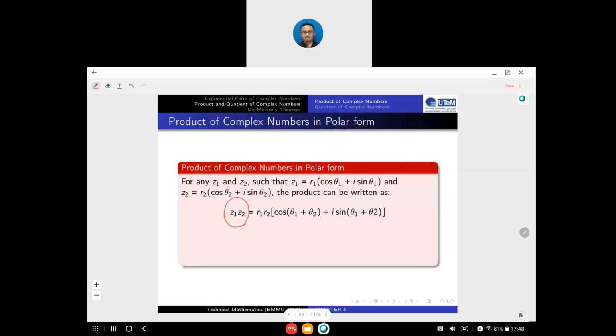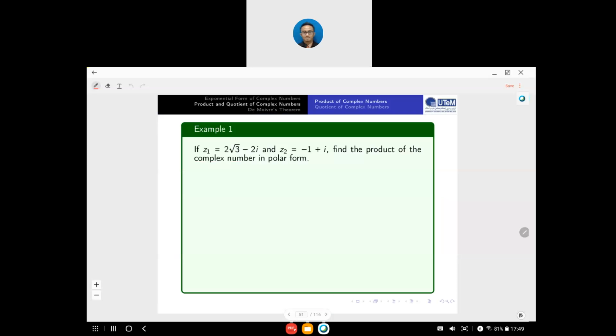Z1 times Z2 equal to R1 times R2, and then for the angle, you just get the summation. The angle is just the sum. Also the same thing, and the R is the product. So the modulus equal to R1 times R2, and the argument theta 1 plus theta 2. Okay, that one is for product. So make sure when you want to find the product of complex numbers, you change your values into polar form. Okay, look at the example.